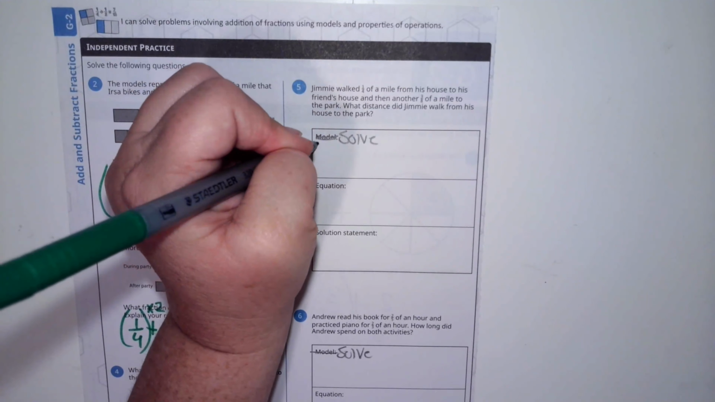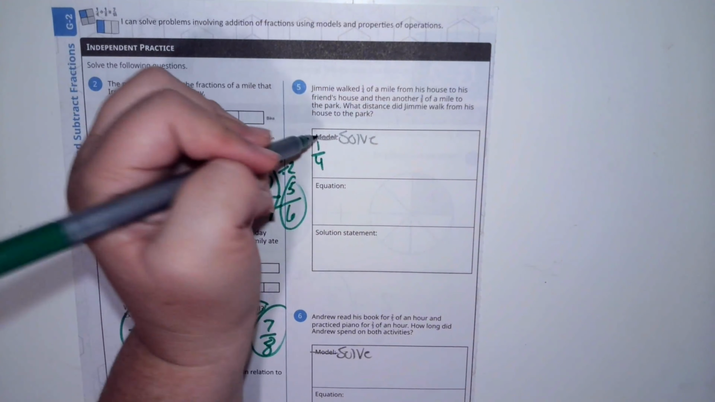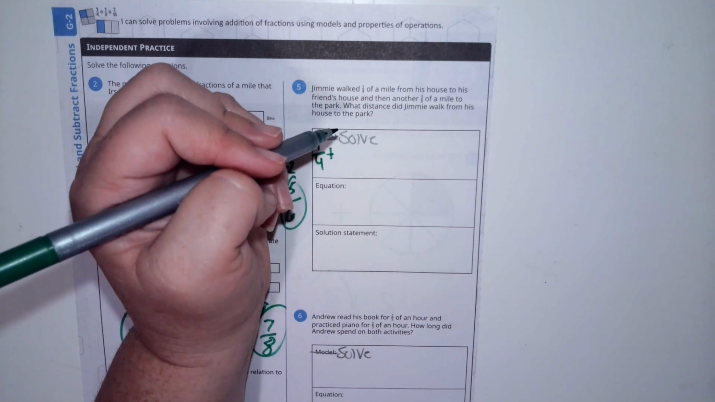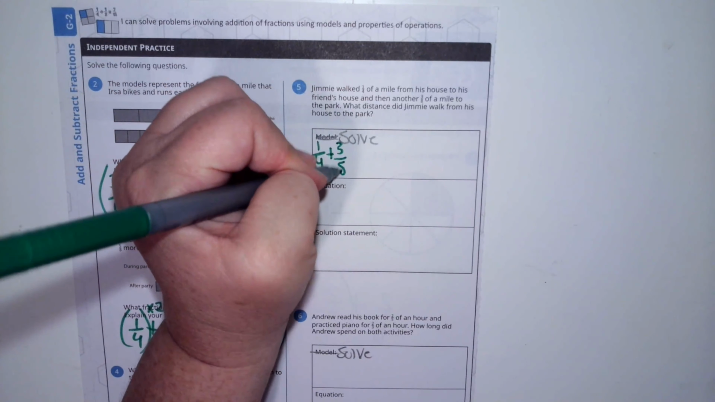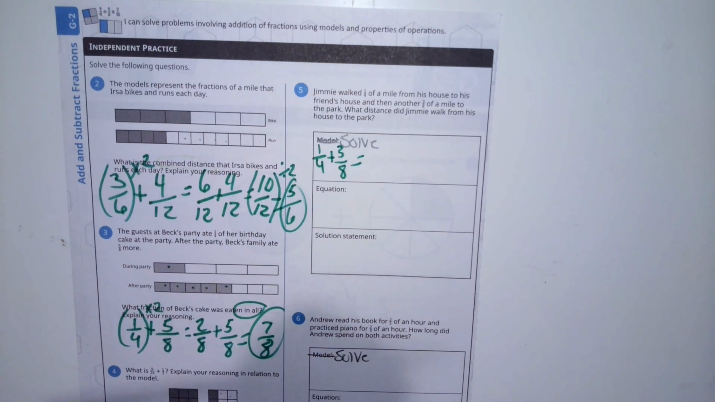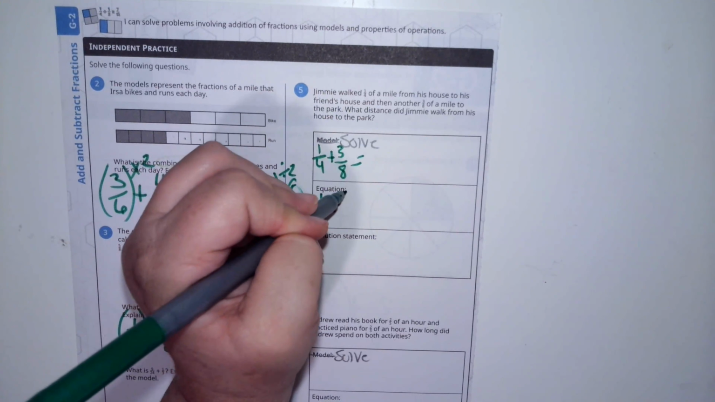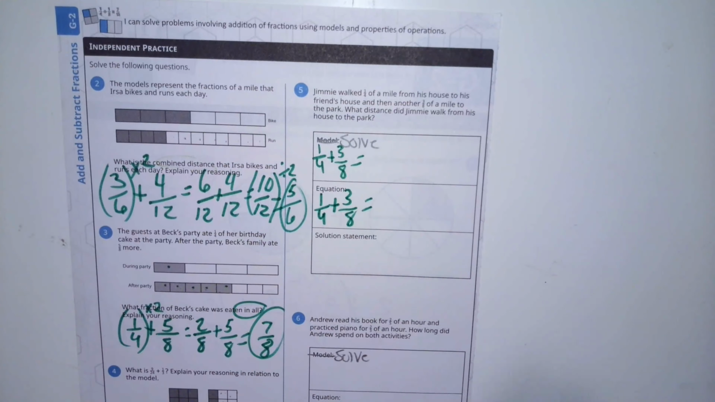Let's look at these word problems. Jimmy walked 1/4 of a mile from his house to his friend's house. Okay? And then he walked another 3/8 of a mile to the park. What distance did he walk from his house to the park? So I'm starting off with that 1/4 of a mile. I'm adding 3/8 of a mile. And I want to figure out what I get. So that's my equation. 1/4 plus 3/8 gives me something.